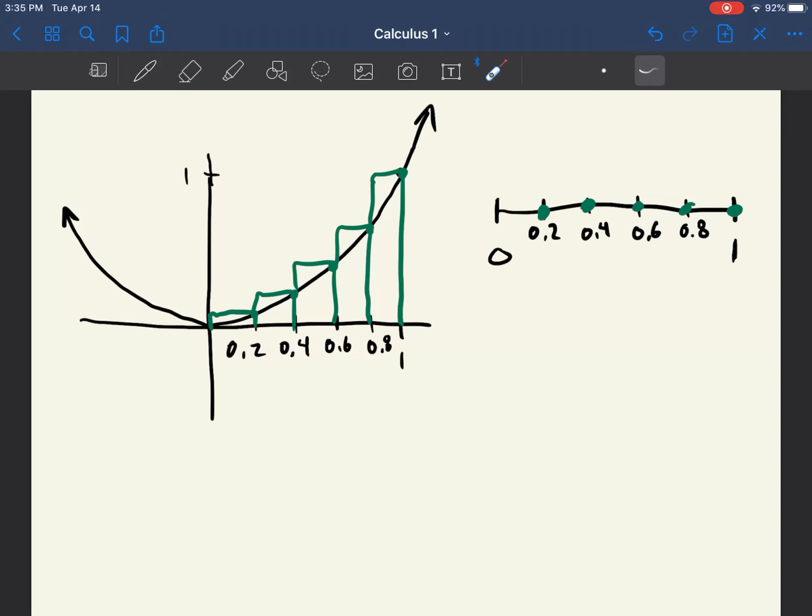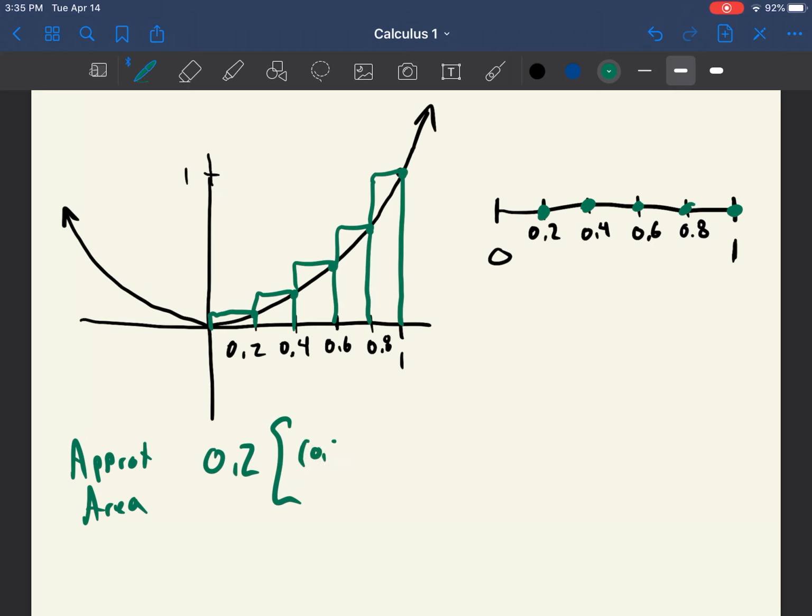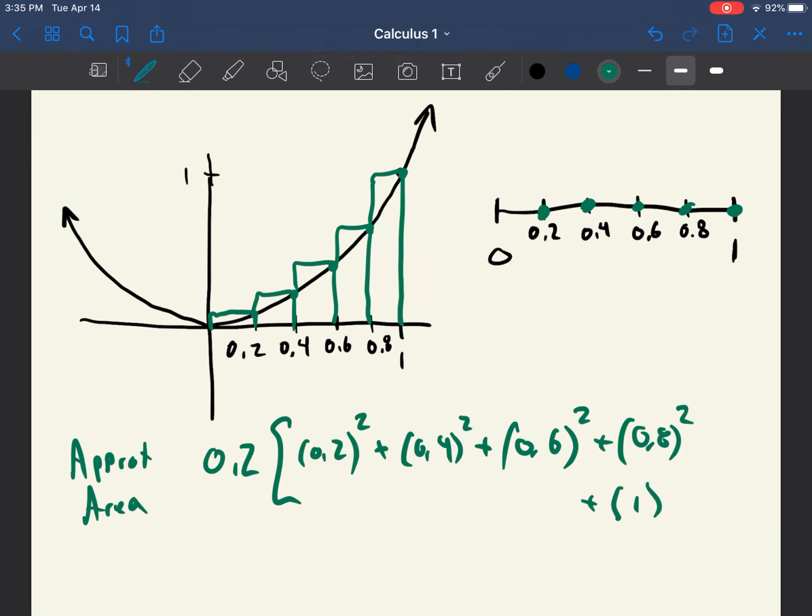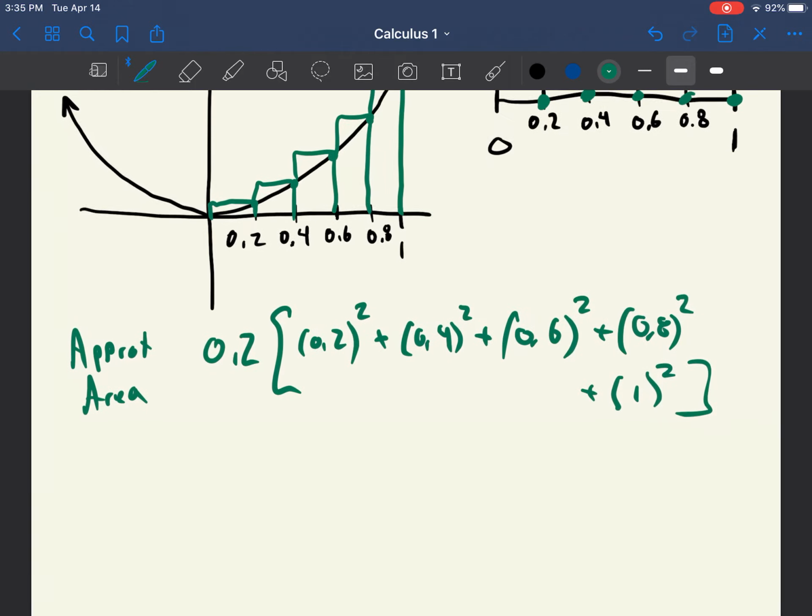So the right endpoints. Now I'm going to take the little areas for all of these little rectangles, add them up, and that'll be my approximation. So approximate area. Once again, I'm going to write 0.2 for the width of each one of these rectangles, and then I'm going to add up the heights. The heights of each of these rectangles I get from plugging the right endpoint into the function. So I should get this. 0.6 squared, and then the very last one, which is just the number 1 squared.